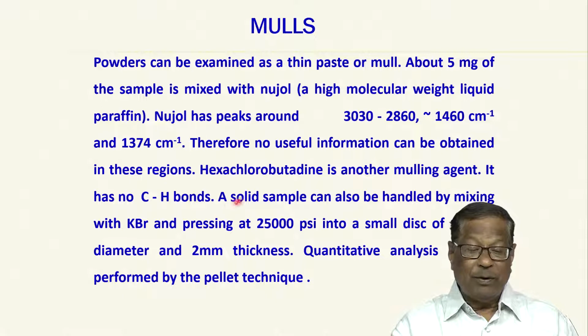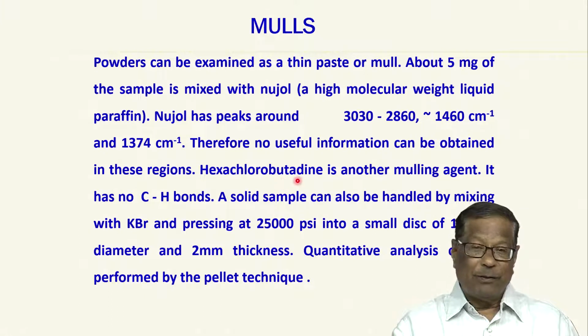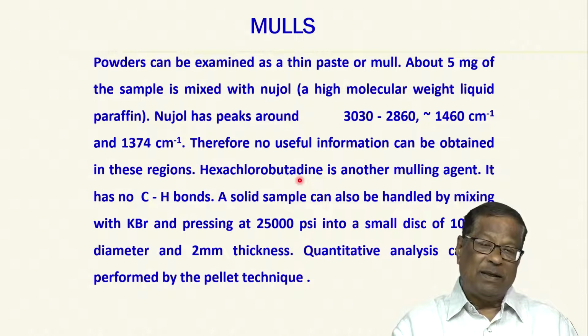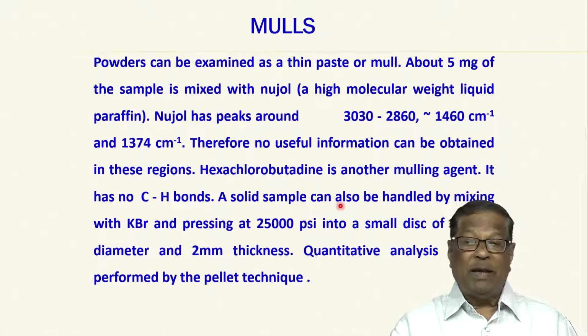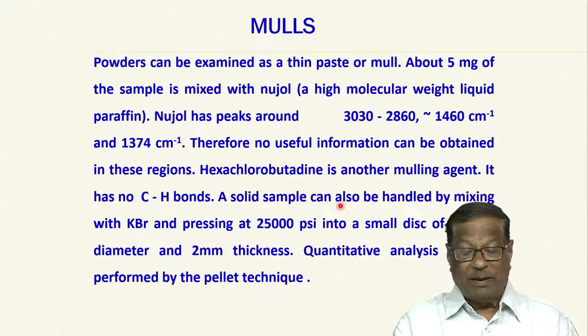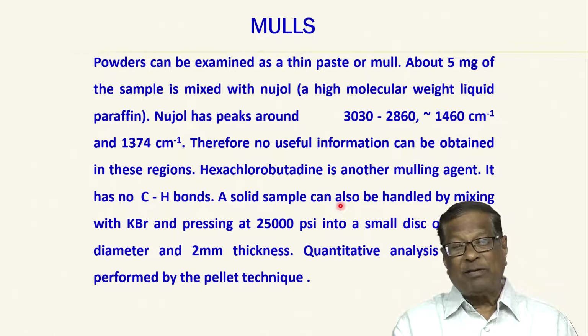Okay. Then what else can you use? You can use hexachlorobutadiene, that is another mulling agent, and it is also a liquid at room temperature. It has no carbon hydrogen bonds, hexachlorobutadiene, no carbon hydrogen. So, if your sample has carbon hydrogen compounds, you can see all those peaks. Another way of handling a solid sample is by mixing with potassium bromide.